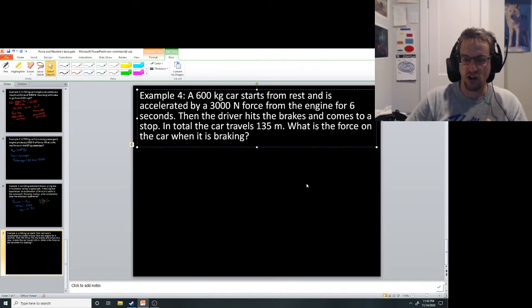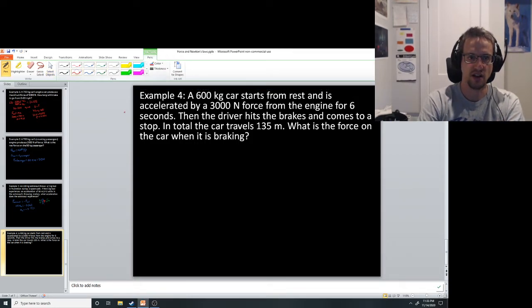Okay, so first off, forces cause accelerations. And I've got two different forces. I got the force from the engine and the force from the brakes. Engine for the first part, brakes for the second part. That tells me this is a segment problem. It's got two segments: the accelerating part and the braking part.